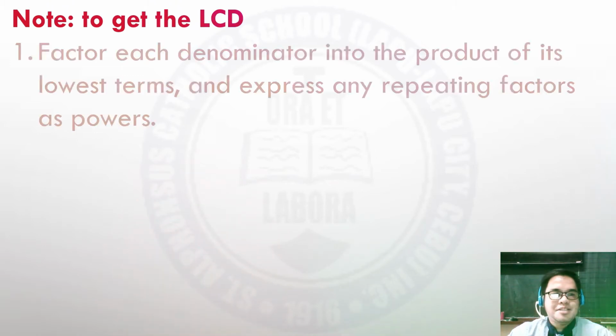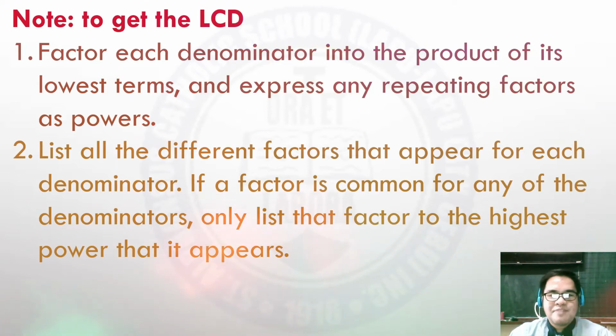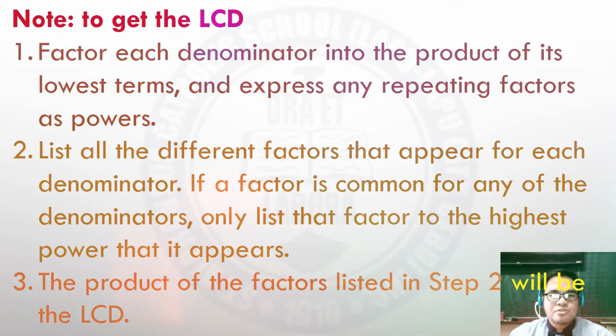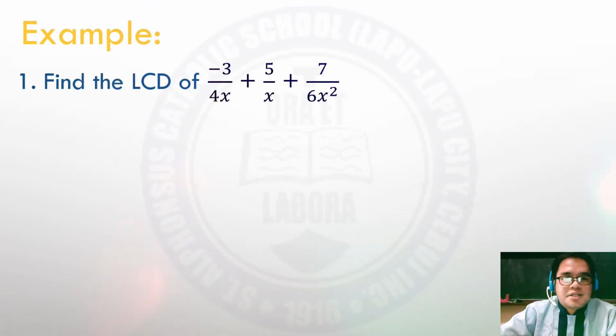To get the LCD, factor each denominator into the product of its lowest terms and express any repeating factors as powers. List all the different factors that appear for each denominator. If a factor is common for any of the denominators, only list that factor to the highest power that it appears. And the product of the factors listed in step 2 will be the LCD. For example, find the LCD of negative 3 over 4x, plus 5 over x, plus 7 over 6x squared.